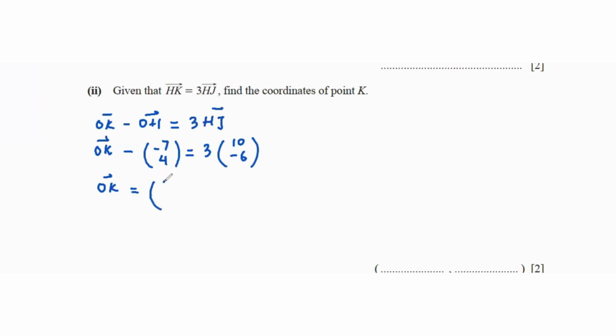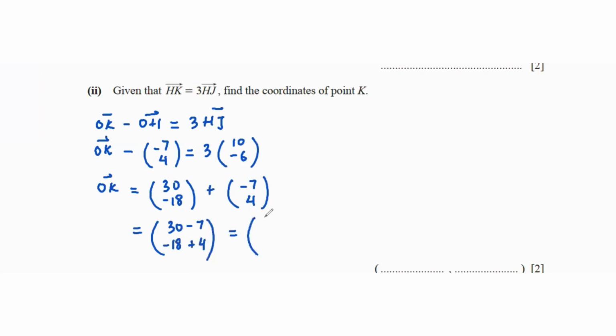So let's bring OH to the other side and make OK the subject. That's going to be 30 and -18, plus -7 and 4, which is now 30 minus 7 and -18 plus 4. 30 minus 7 is 23 and -18 plus 4 is -14. So the coordinates of K are (23, -14).